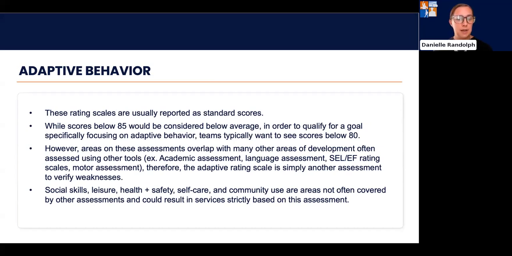However, a lot of times the adaptive behavior assessments will overlap with other areas that are already being assessed. So the adaptive behavior assessments look at academic achievement. They look at language. They look at different social, emotional, executive functioning skills. They look at social skills, motor skills. So a lot of times it can be redundant, but sometimes it's helpful for thinking a student might need an adaptive behavior goal, or we really just kind of want a second look at some of these areas that we're already assessing. Social skills, leisure, health, and safety. Those are ones that are not always covered by other assessments, and those could result in services strictly based on this assessment. So that again could be important depending on the student and what we're looking at.